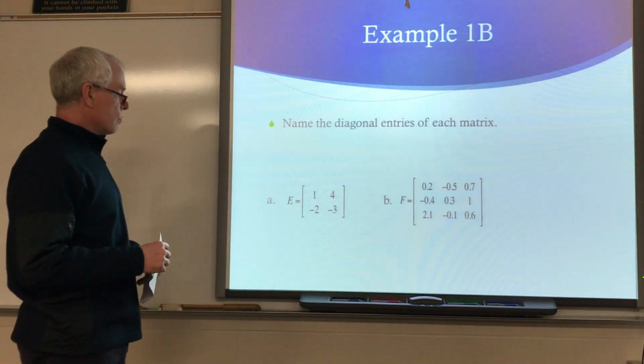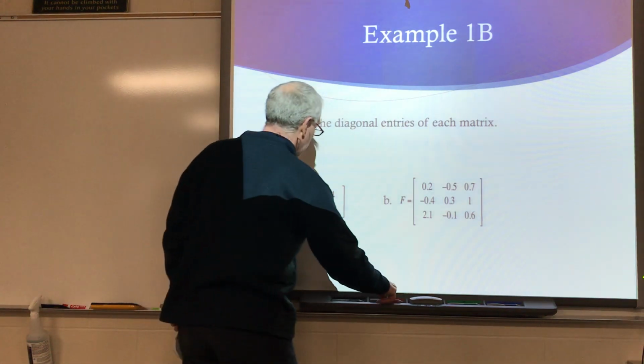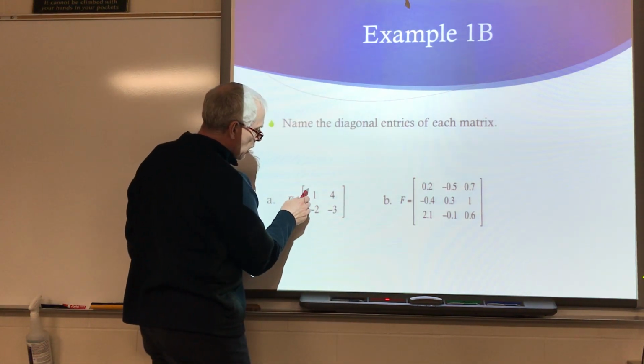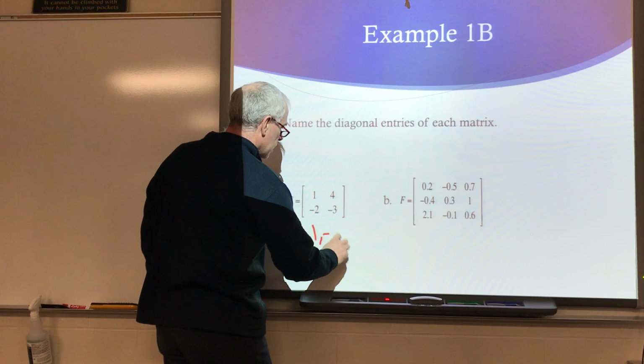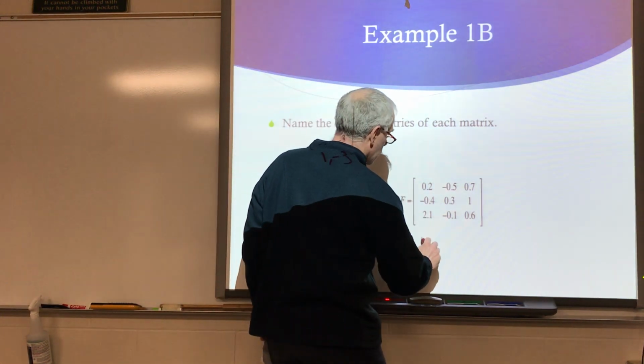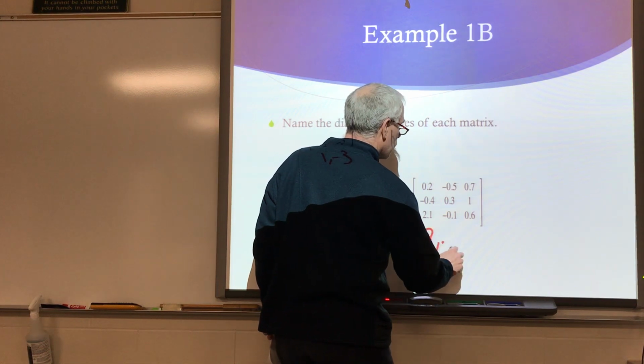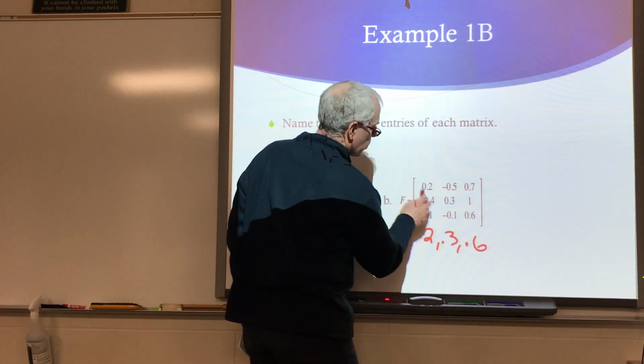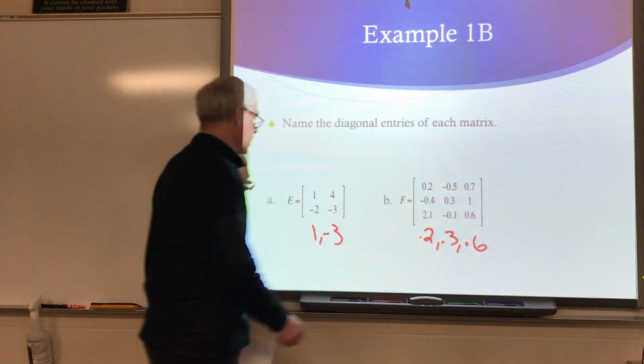Name the diagonal entries of each matrix. So you start in the top left and you go down diagonally. So the 1 and the negative 3 are the diagonal entries here. Here, the 0.2, the 0.3, and the 0.6 going right across that main diagonal. Okay?